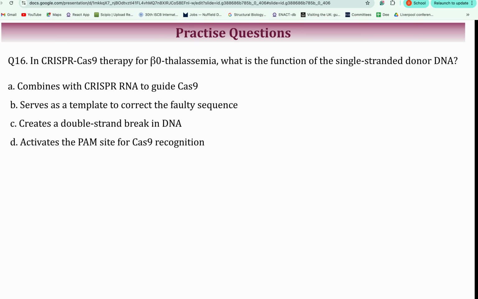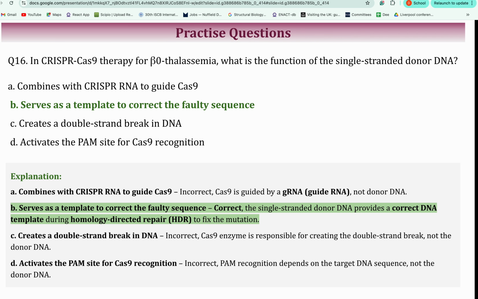Okay, so let's see. The right answer is option B, which is serve as a template to correct the faulty sequence. Because we have seen that whenever we go for any gene therapy, so this CRISPR-Cas9, ZFN, TALEN, they make double strand breaks. And after that, the DNA repair takes place in which different outcomes can be achieved depending on which repair mechanism is active.